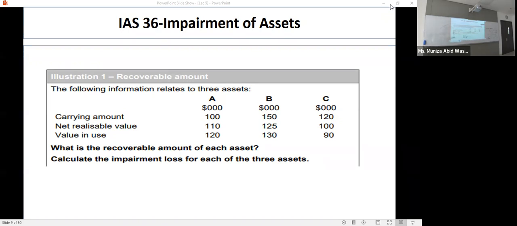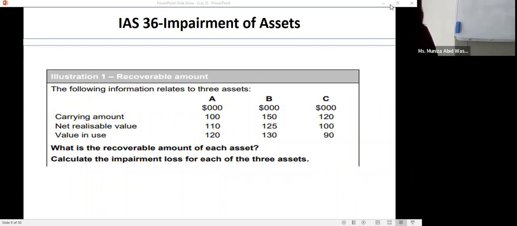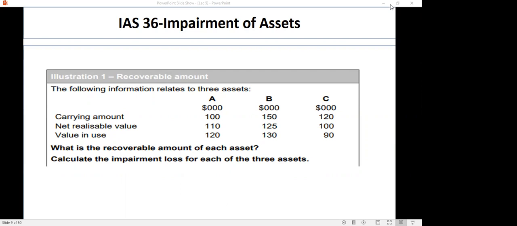Yes, dear. What were you saying? Then nothing, no impairment. Impairment would only be in the case when carrying amount is more than the recoverable amount. Otherwise, no impairment. Miss, can you explain the first part?